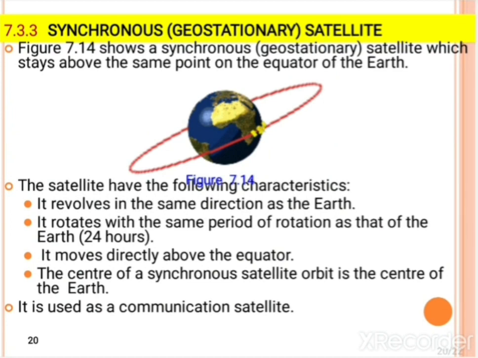For subtopic 7.3.3, synchronous or geostationary satellite. The satellite has the following characteristics. First, it revolves in the same direction as the Earth. Number 2, it rotates with the same period of rotation as that of the Earth, 24 hours. Number 3, it moves directly above the equator. Number 4, the center of the synchronous satellite orbit is the center of the Earth. It is used as a communication satellite.